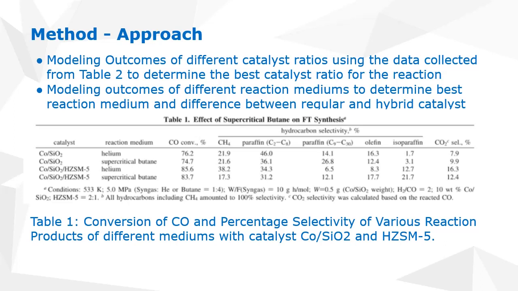The outcomes are modeled using different catalyst ratios from the data collected in Table 2. This is to determine the best catalyst ratio for the reaction. The outcomes were also modeled by using different reaction mediums to determine the best reaction medium and the difference between the regular and hybrid catalysts. The table displays the conversion of carbon dioxide and percentage selectivity of various reaction products of different mediums with catalysts cobalt silicon dioxide and HZSM5.